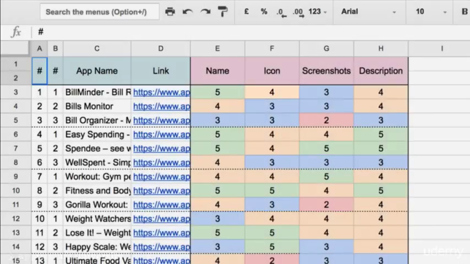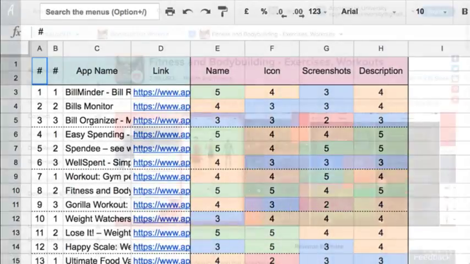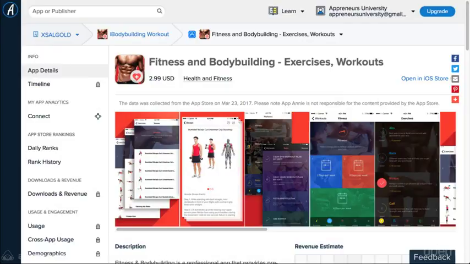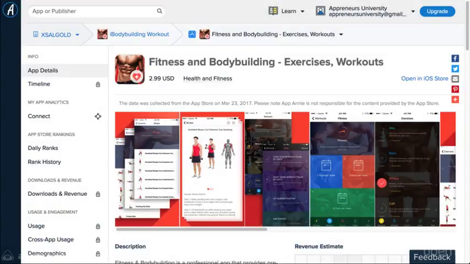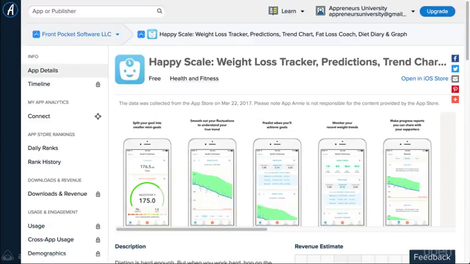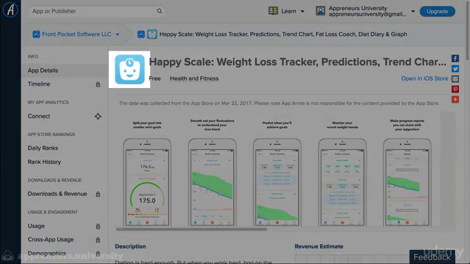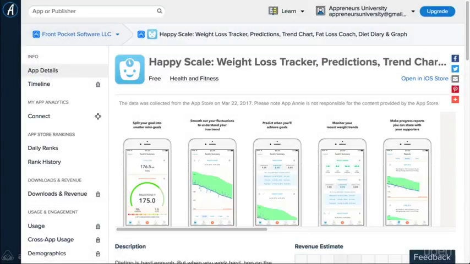Let's take a look at apps that have icons that scored 5 points. The fitness and bodybuilding app has a strong message that you will develop a six-pack and have better health. This is good because this is what people are searching for. The next example is Happy Scale. This app also has an icon that is a good representation of an idea of a simple weight tracker.